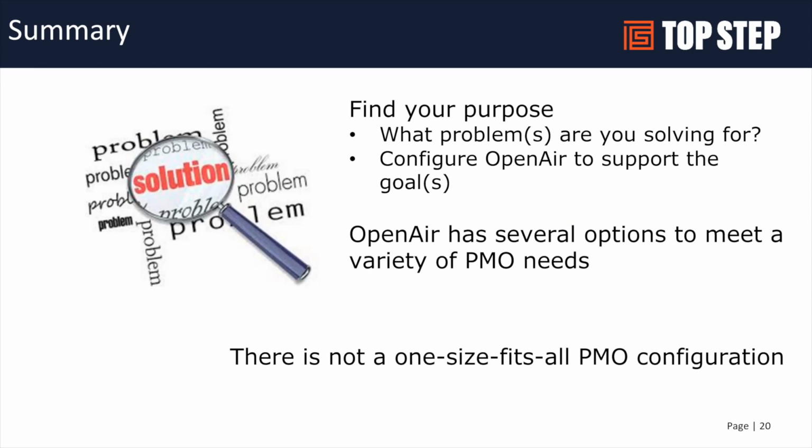There's a lot of options in OpenAir to configure it. It's not a one-size-fits-all PSA, but you have to determine what's best for your organization. Are you needing a very detailed project plan, or are you looking for more of a summary project plan? Does the actions table give you that visibility of what needs to get done and by whom and when, or does that not apply to you?